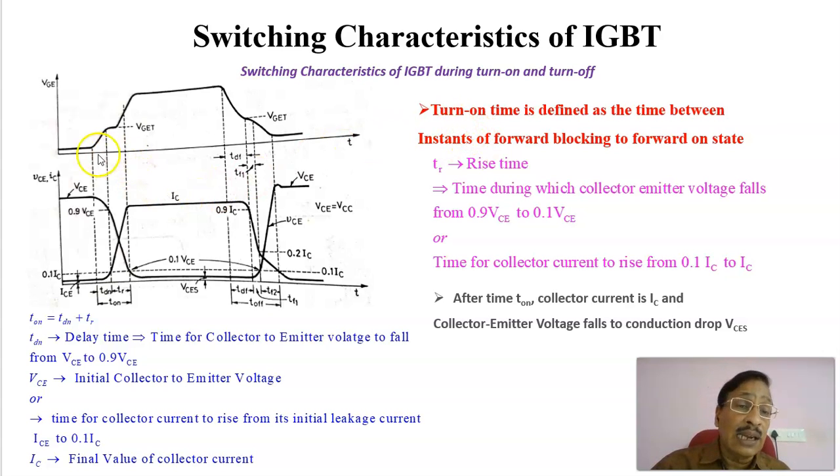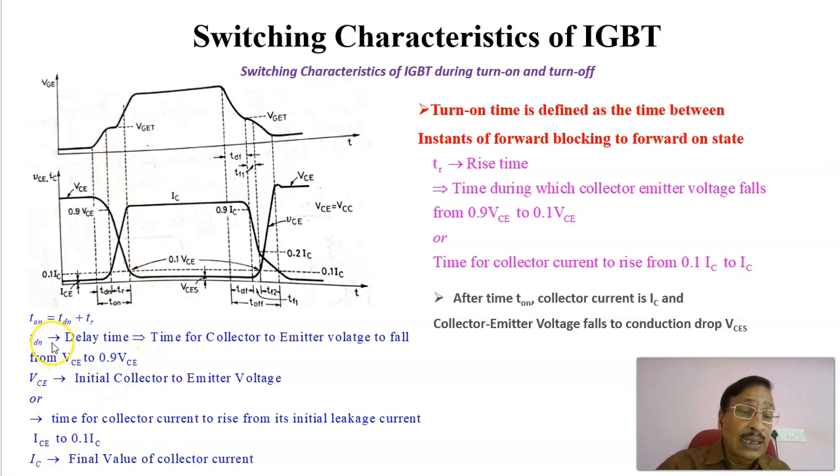This turn on time, from this point to this point, constitutes two parts. One we call the delay time, that is this part, and the second part is called the rise time. Therefore, the total turn on time is the sum of two times: the delay time and the rise time.